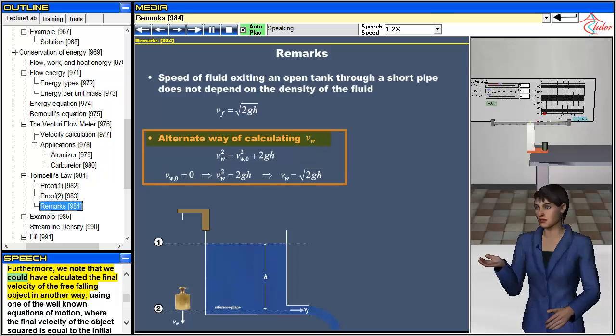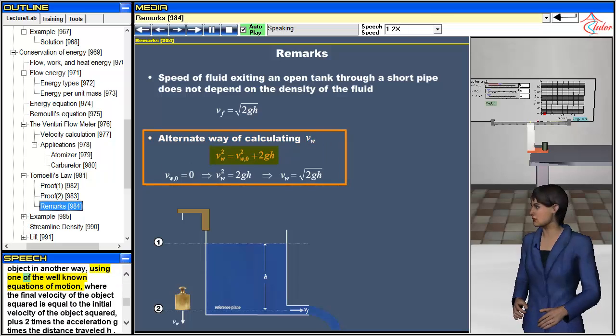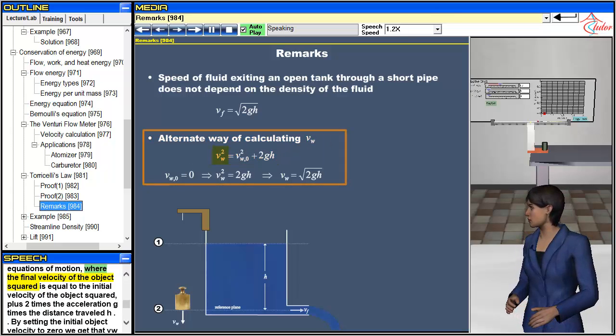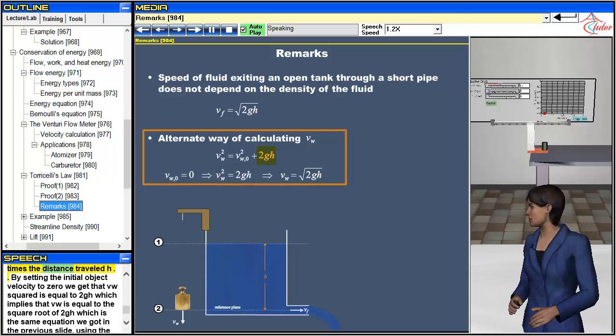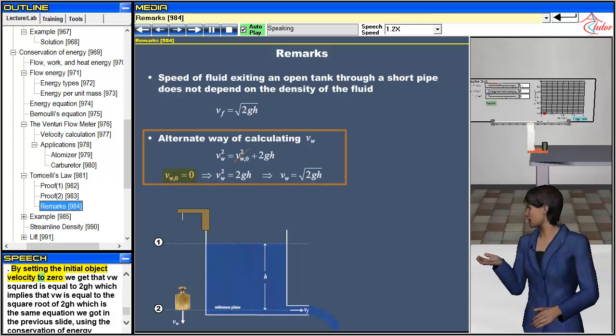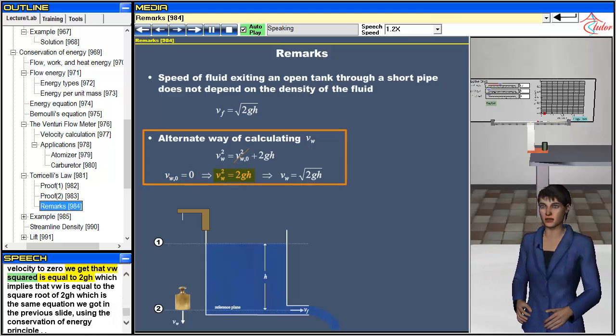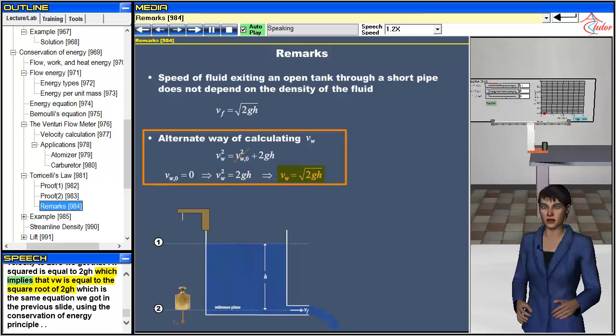Furthermore, we note that we could have calculated the final velocity of the free-falling object in another way, using one of the well-known equations of motion, where the final velocity of the object squared is equal to the initial velocity of the object squared, plus 2 times the acceleration g, times the distance traveled h. By setting the initial object velocity to 0, we get that Vw squared is equal to 2gh, which implies that Vw is equal to the square root of 2gh, which is the same equation we got in the previous slide, using the conservation of energy principle.